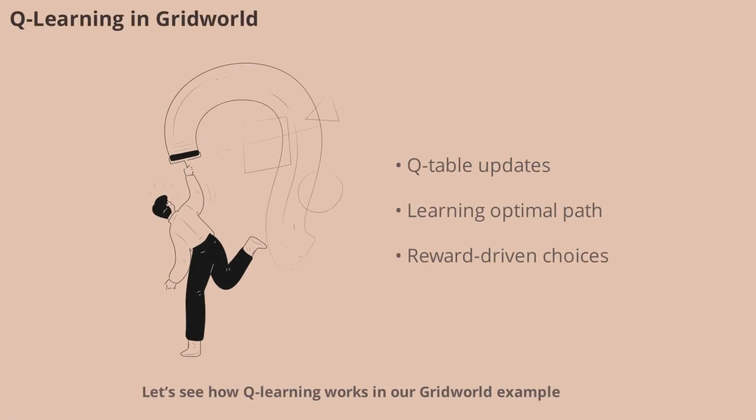See how Q-learning works in our grid world example. The agent starts with all Q-values set to 0. As it explores the grid, it updates its Q-values based on the rewards it receives for each action. Over time, the agent's Q-table reflects the best actions to take from each state, allowing it to find the shortest path to the goal.